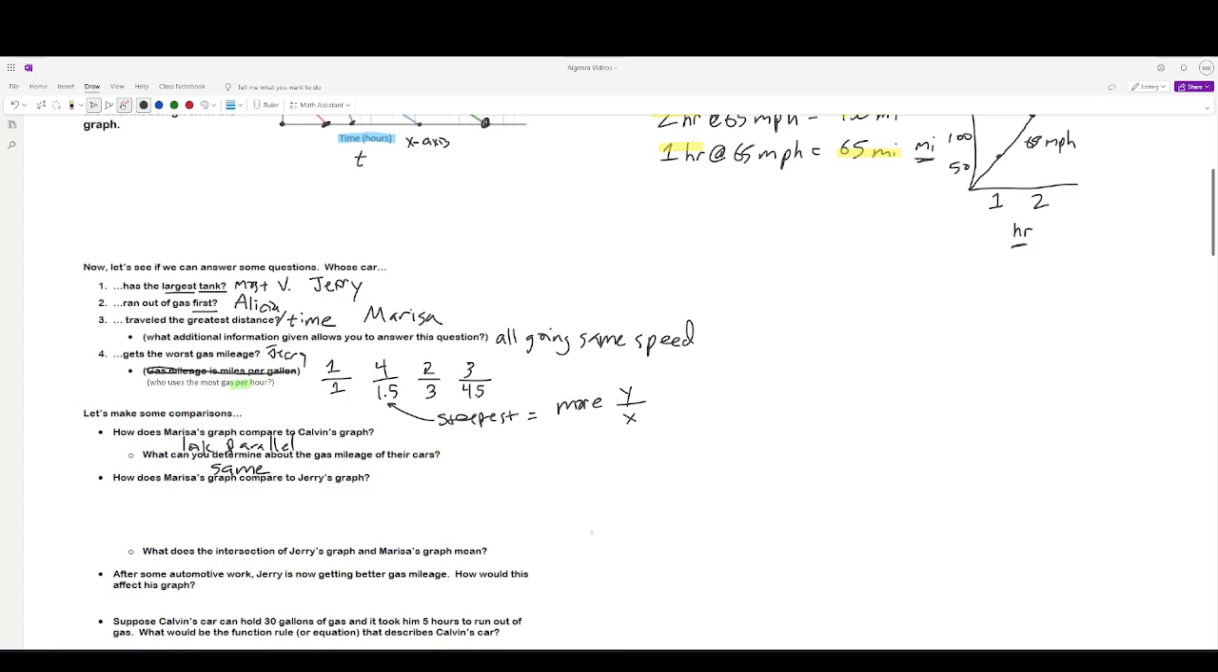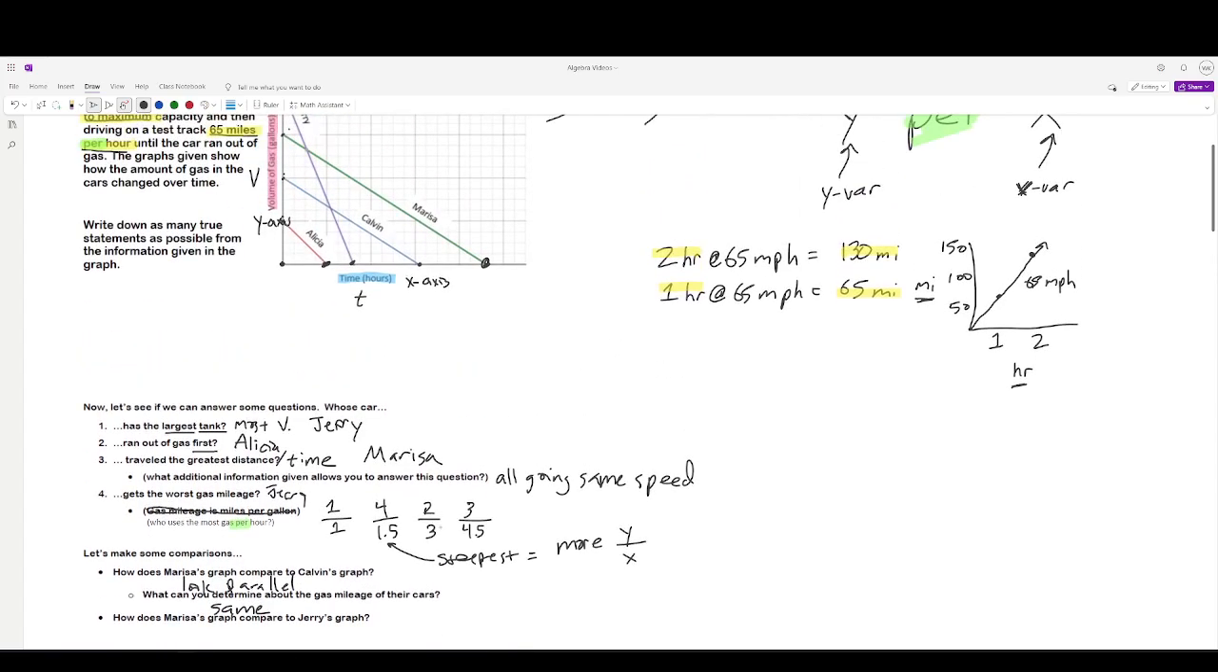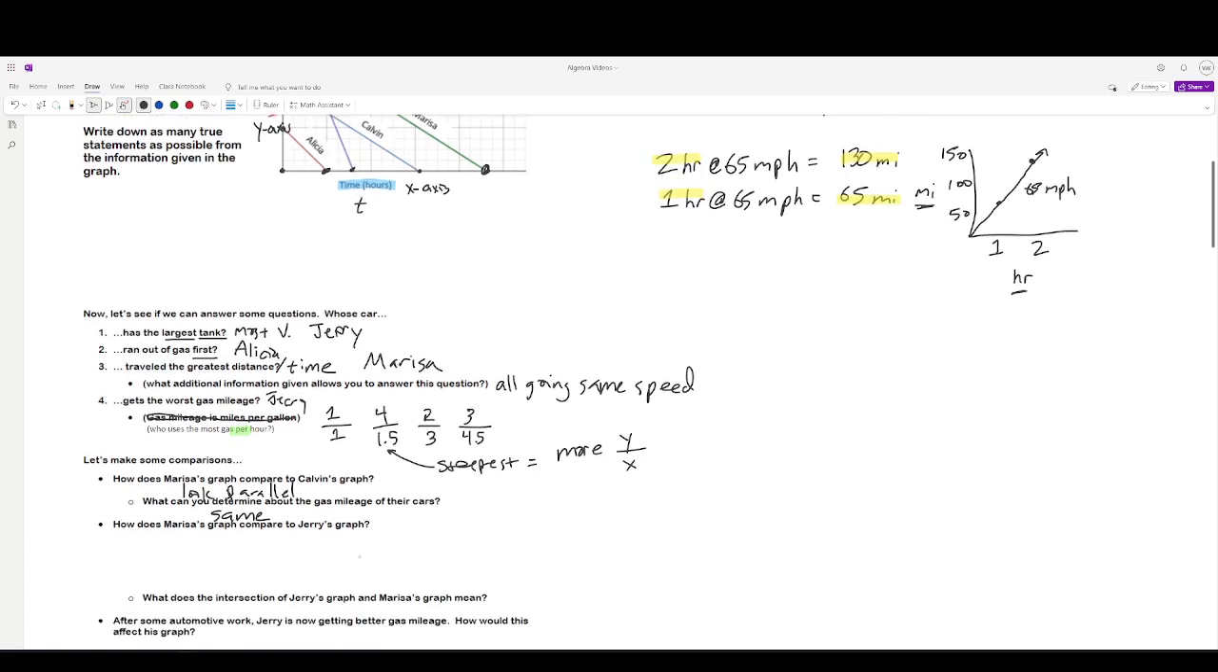Next, how does Marissa's graph compare to Jerry's? So Marissa's graph, we're going to say, is flatter because Jerry's is steeper.